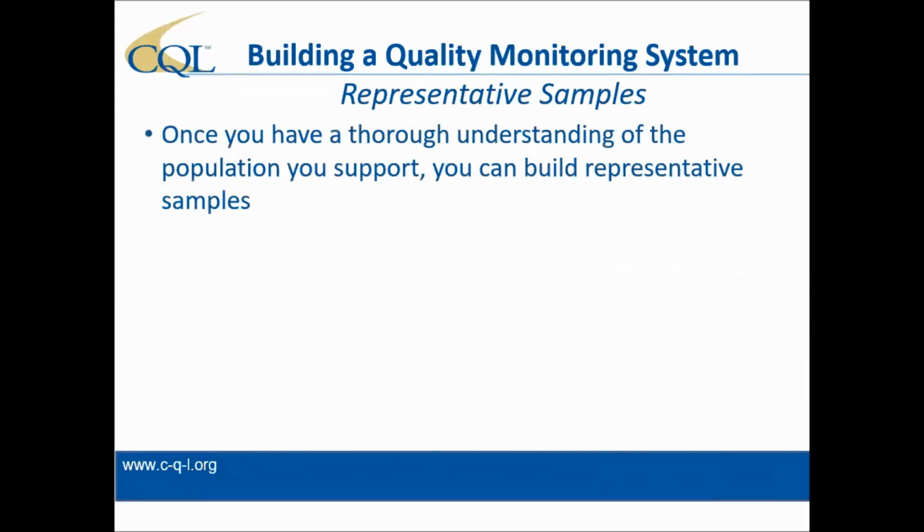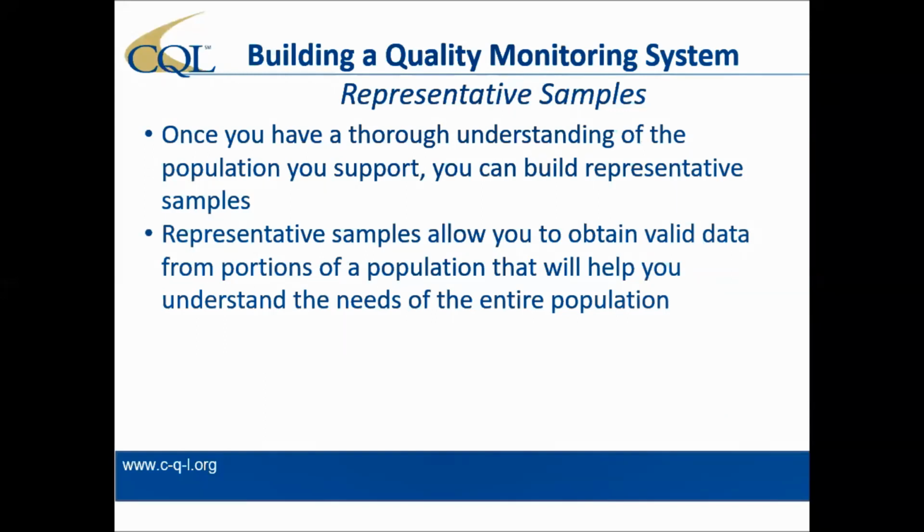So again, do your census. Once you have all of your demographic information, you can take a look at the population of people that you support, and you can build a representative sample. This will allow you to obtain valid data. So if it's not possible to survey the entire population of people that you support, or do a personal outcome measures interview with the entire population of people that you support, you can do a representative sample, and you should be able to get a pretty accurate result based on that.